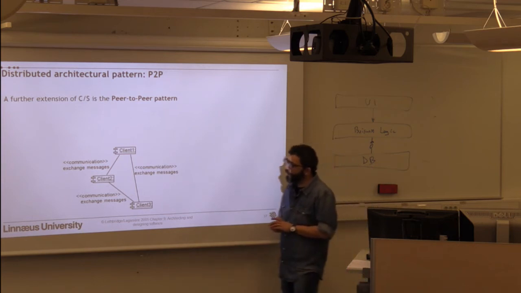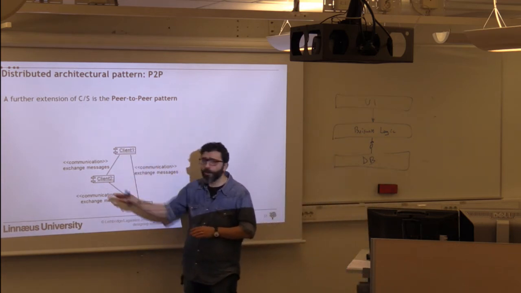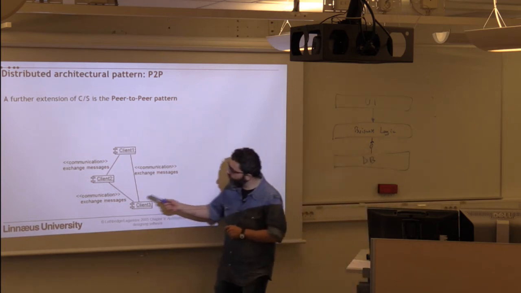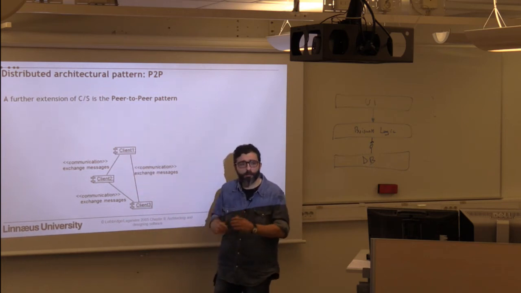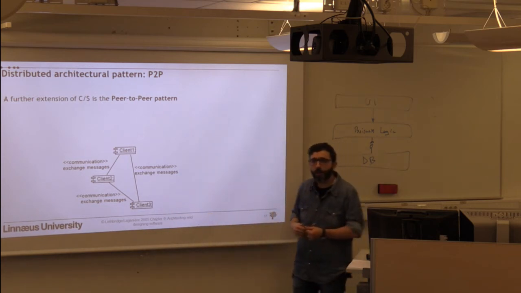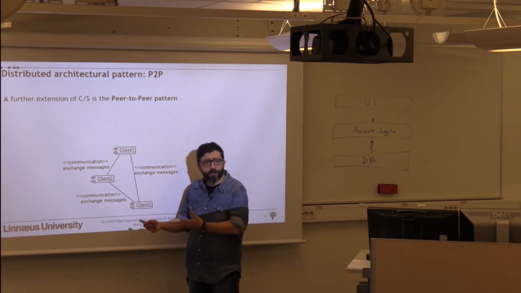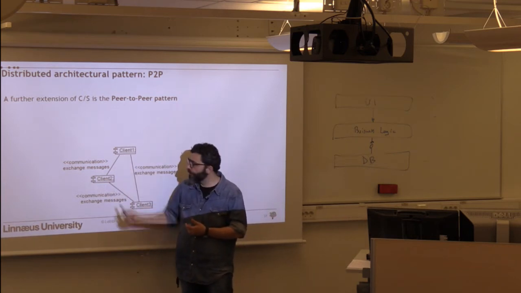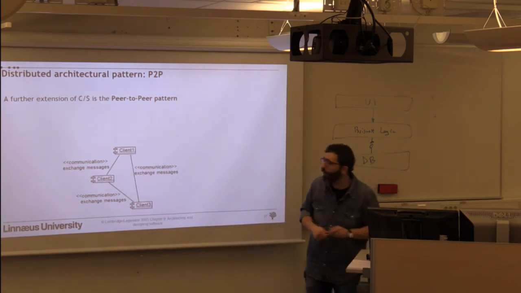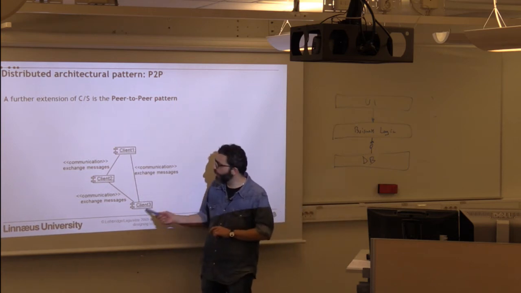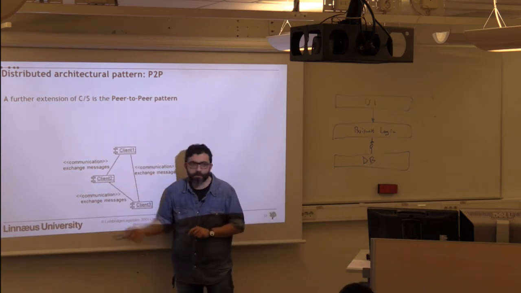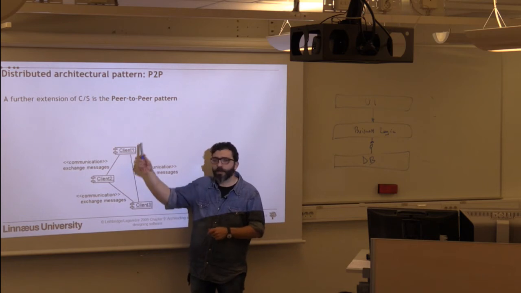The idea here is that every single component is both a client and a server. As you see here, we don't have this lollipop symbol because every single component provides the same set of functionality to the other components, and uses the functionality provided by another component. They exchange messages. For example, client 1 can download a movie from client 3, but also from client 2, and client 2 can download from client 1, and so on and so forth.